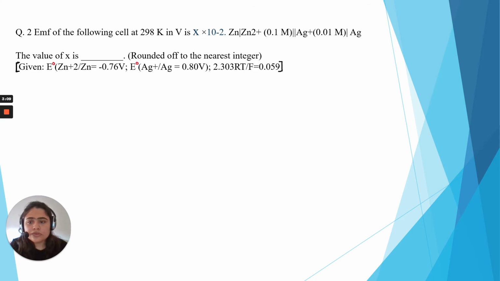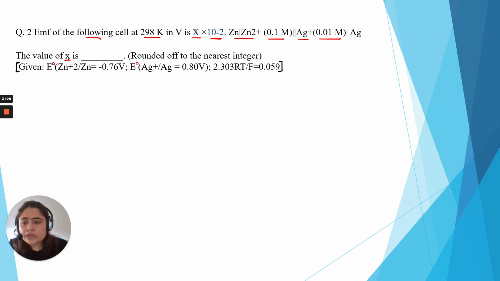Now we come to solve the second question. The EMF of the following cell at 298 Kelvin is given as x into 10 power minus 2. Zinc plus 2 concentration is 0.1 molar, and Ag plus is 0.01 molar concentration of silver. We need to find the value of x.